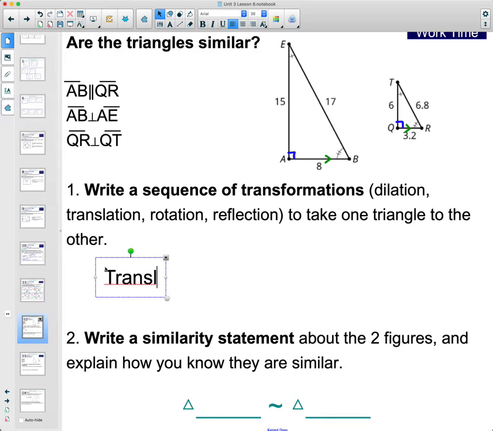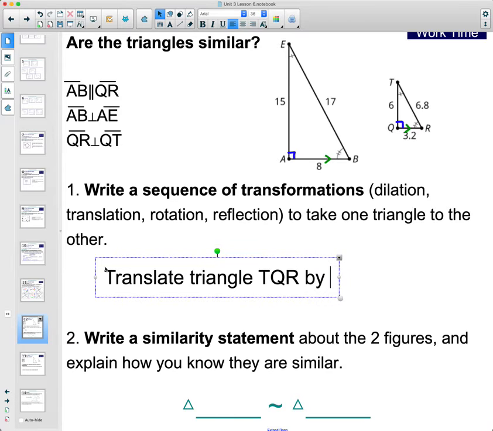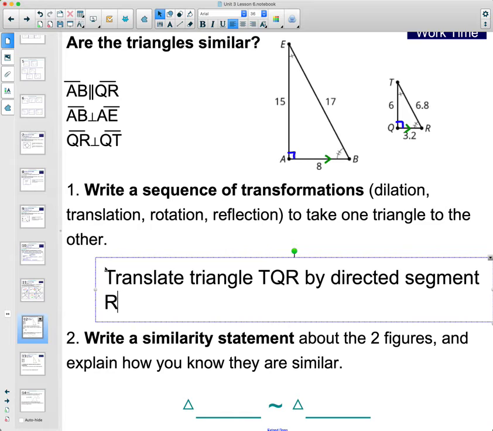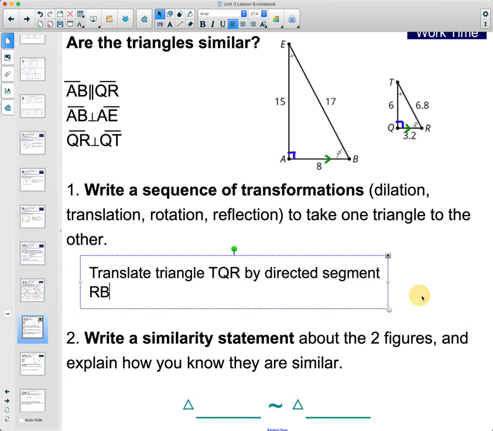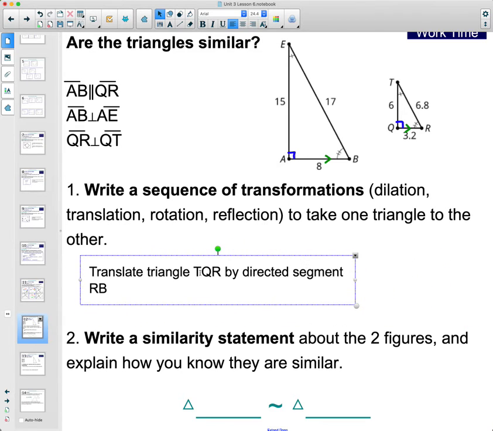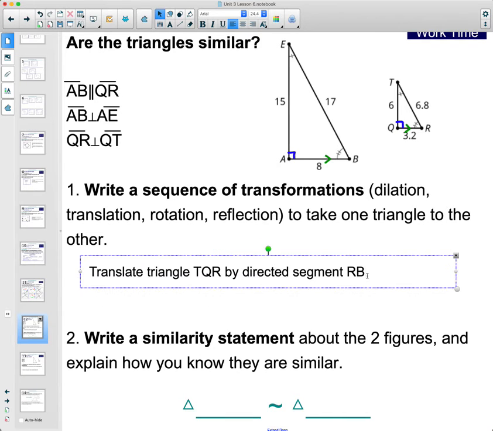So I'm going to translate triangle TQR by directed segment RB. I'm going to move R to B since those are corresponding vertices. And so I'm going to get those together so that they're matching. Then I just need to do a dilation.